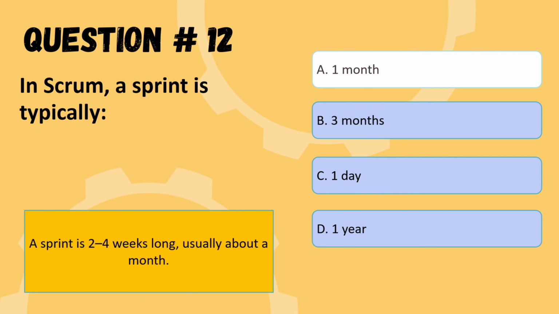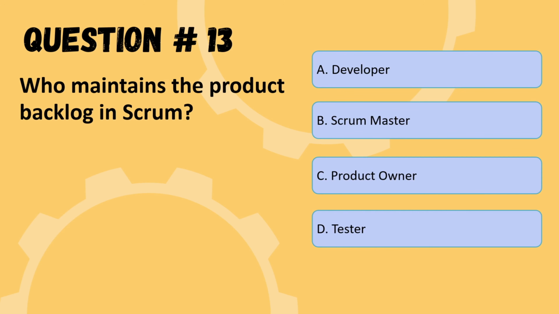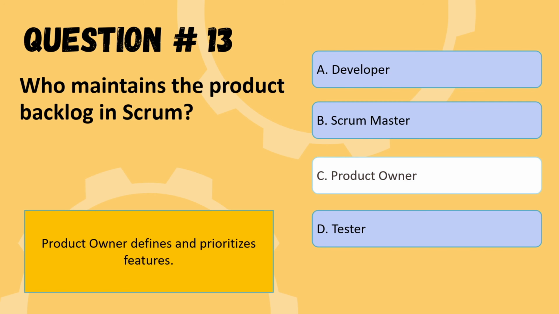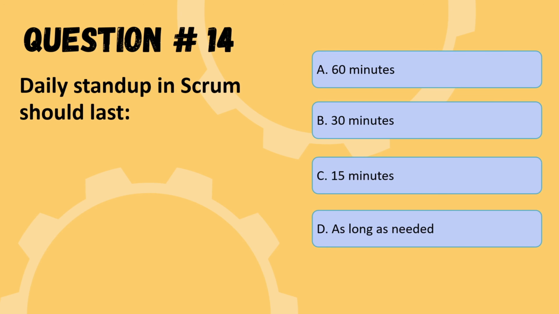So we are moving to the next question. Next question is, who maintains the product backlog in Scrum? Developer, Scrum Master, product owner, or testers? So the correct option is product owner. So we are moving to the next question. Next question is, the daily stand up in Scrum should last 60 minutes, 30 minutes, 15 minutes, or as long as needed. So the correct option is 15 minutes.